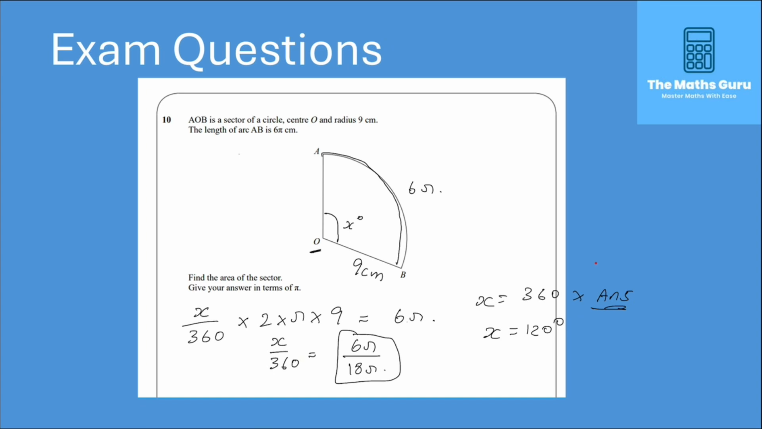Now we know our center angle, we can then say 120 over 360. And now we're looking at the area of a sector, so we use our area of a circle part, so pi r squared. In this case, it's going to be 120 over 360 times pi times 9 squared. This is going to give us 27 pi centimeters squared. And that is our final answer.